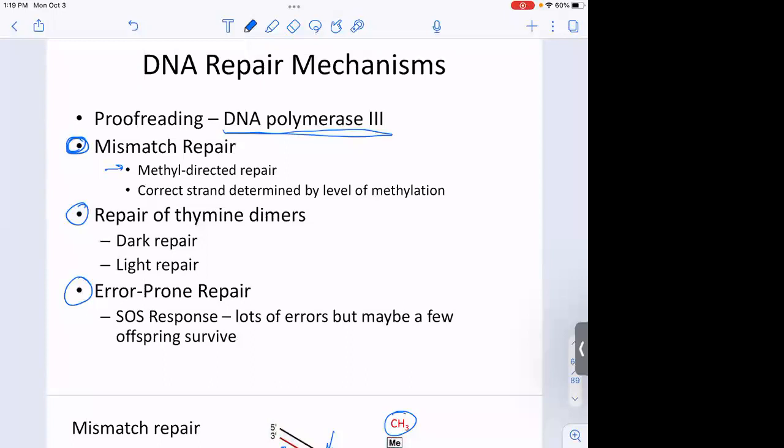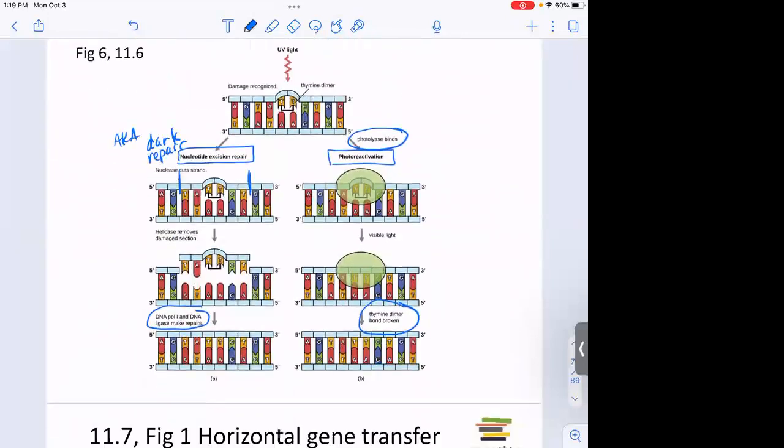Okay, so in other words, we're probably not going to get the right sequences of nucleotides in here, but it's sort of a last-ditch effort to get some DNA that's going to encode a workable protein. Okay. All right, so maybe a few offspring survive.